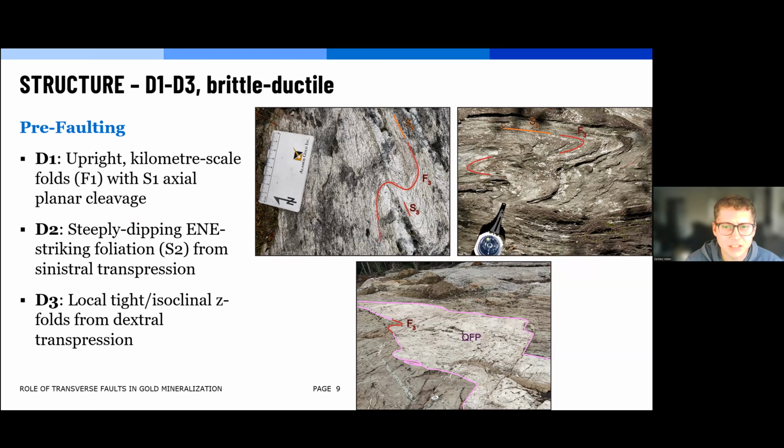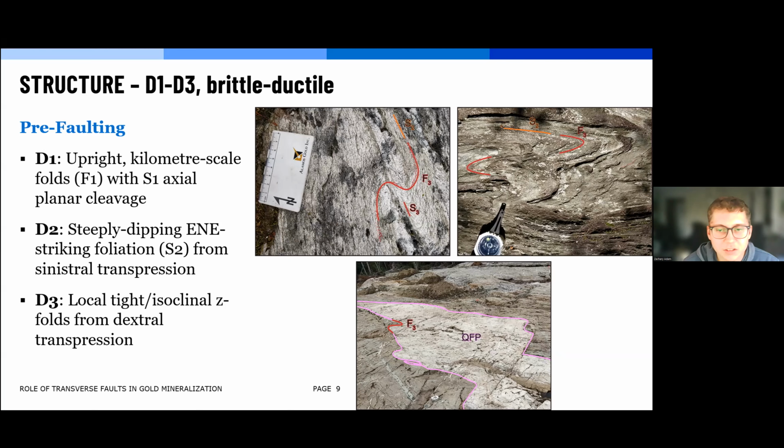Our first event is D1, defined by upright kilometer scale folding from north-south compression. The scale of this is too big to be seen in our study area, but it is present and has been seen at the Island Gold deposit. D2 is what creates our dominant fabric that we see throughout the Goudreau Lake Deformation Zone. It's this steeply dipping east-northeast striking foliation, S2. Mineralization that is found at the larger gold deposits like Island Gold and Magino is thought to occur syn-D2.